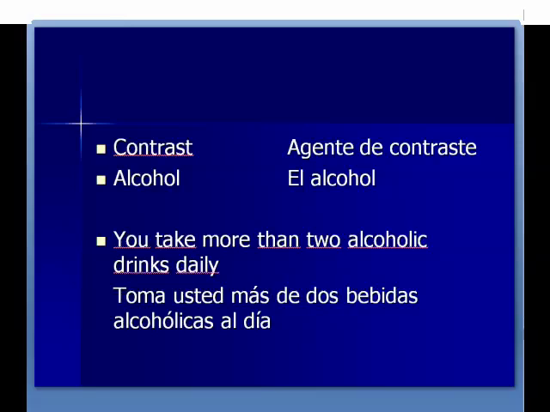So to ask a patient about contrast for an exam they may be receiving: agente de contraste. For alcohol, el alcohol. So to ask a patient if they take more than 2 alcoholic drinks daily: ¿Toma usted más de 2 bebidas alcohólicas al día? Do you take more than 2 alcoholic drinks daily?